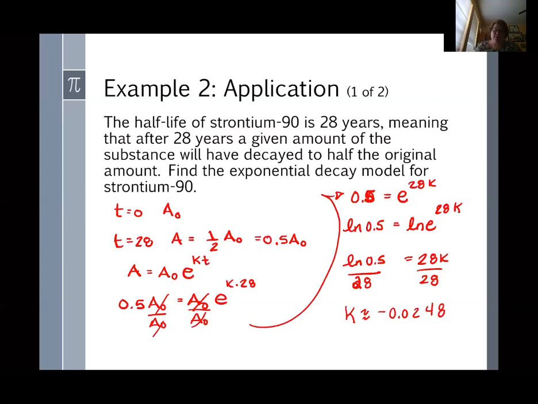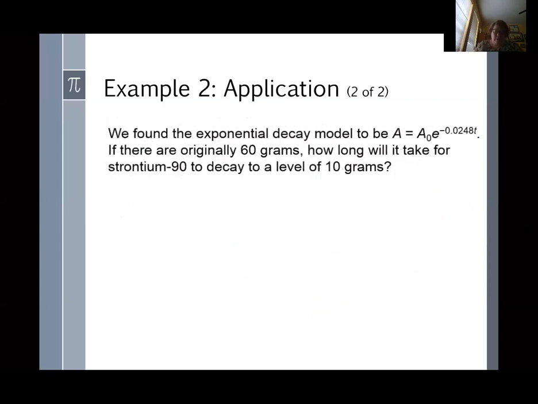So now I have my model. Here's my model right here. A equals A sub 0 e to the minus 0.0248 t. So now I can determine the time it takes for an amount to decay, or if I had the amount that I begin with and I know the half-life of this thing, I could figure out how much I have left over a certain time period.